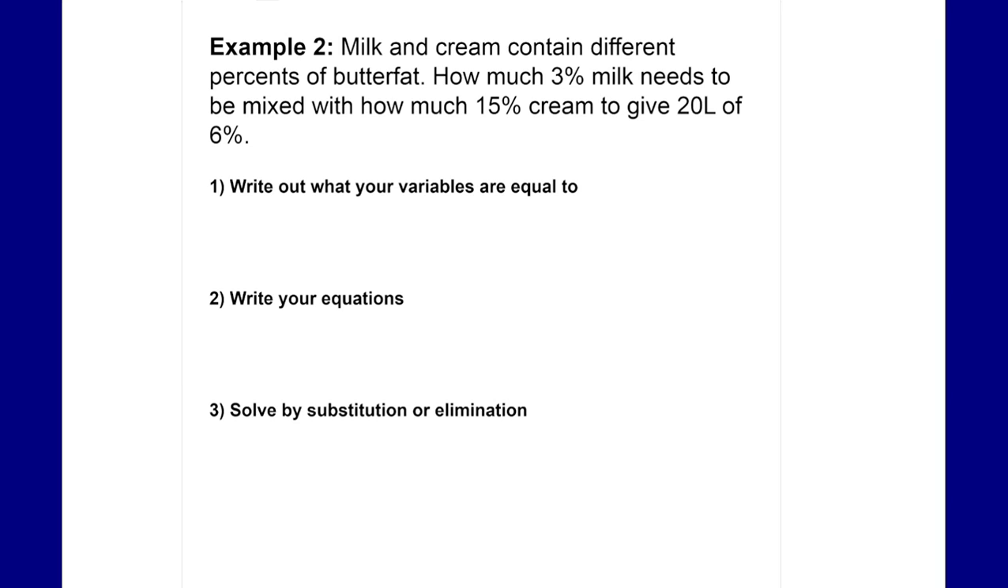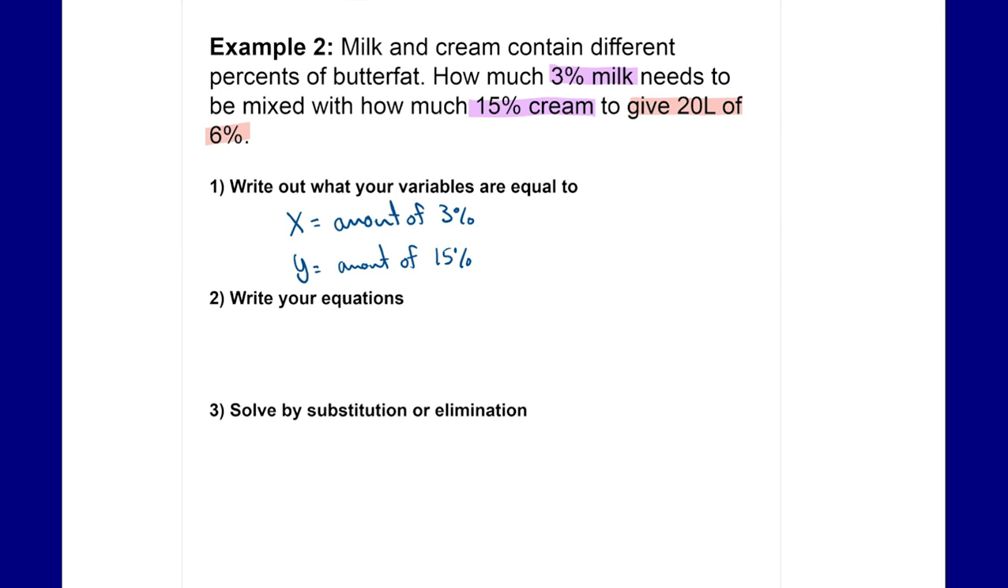So first things first, we want to write out our variables. Similar to the last step, let's focus on what we have. We have two different percentages, 3% and 15%, and we know what we want, 20 liters of 6%. So our first step is to write out what our variables equal. Let x equal the amount of 3%, and y equal the amount of 15%.